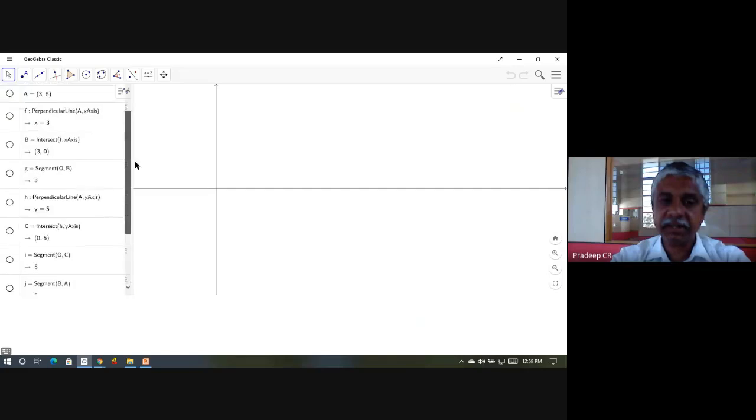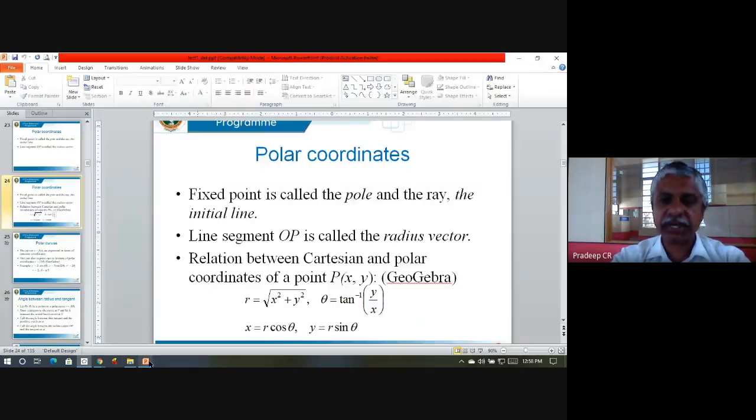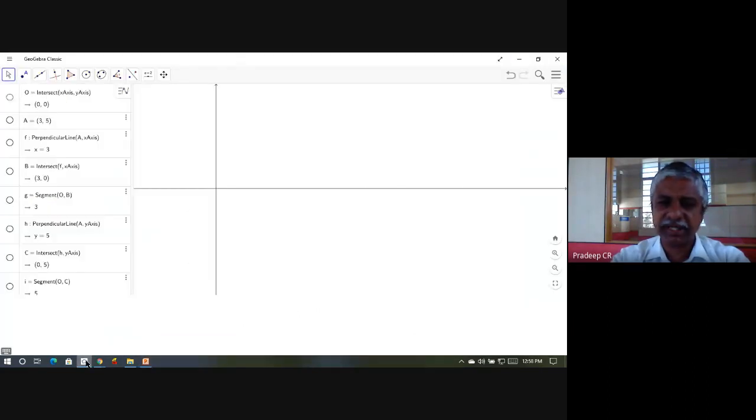Here is O. What I'm trying to do now is give you a relation between Cartesian and polar coordinates. There's the algebra here, and I want you to understand this. So let me show you a GeoGebra illustration of it.